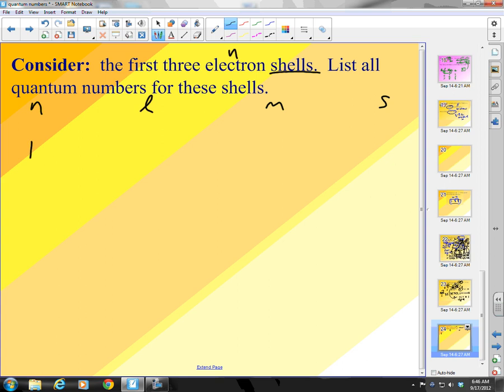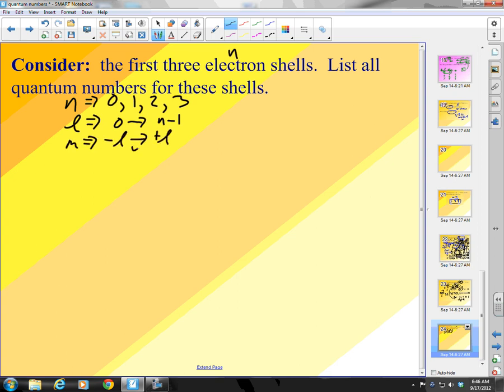When N equals 1, what's my L equal to? Before we go any farther, let's do our quick summary. N is positive integers, that means 1, 2, 3, and so forth. L is 0 to N minus 1. M is negative L to positive L, including 0. And S is positive 1/2, negative 1/2 for every M. That's our summary.